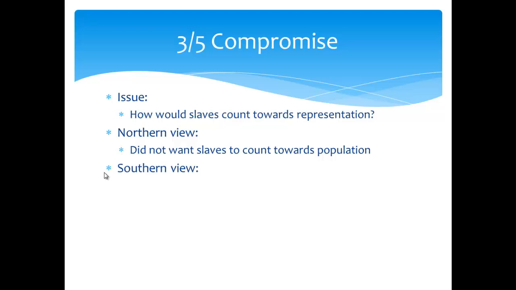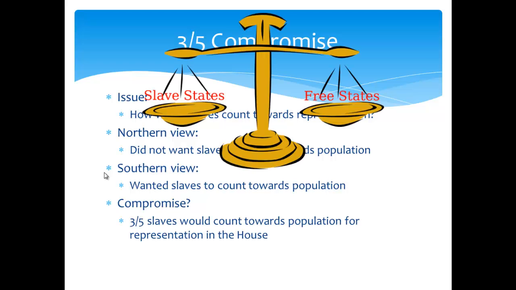So let's go on to the southern view. So the southern view is pretty much the opposite. They wanted slaves to count towards population. They felt that it was part of their southern culture and ultimately should count towards this new federal system and the House of Representatives. So the two sides hammer out another deal based on representation, and this compromise says that 3 out of 5 slaves would count towards population for representation in the House. So if there are 100 slaves in the state of Virginia, 60 of them would count towards population for the House of Representatives.